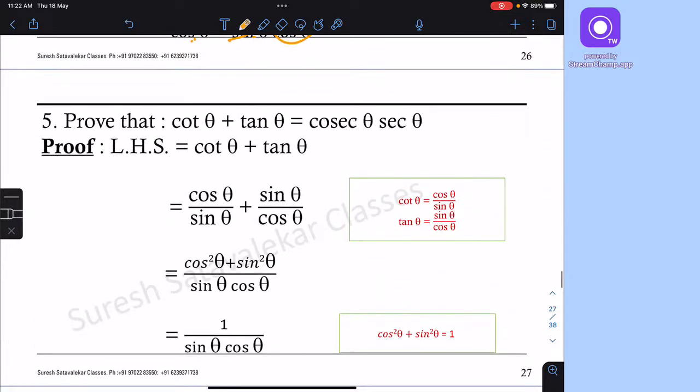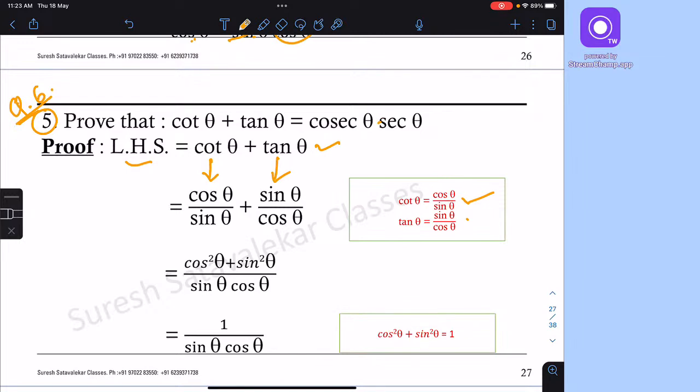Now again, same question, question number 6, and sub question number 5. Prove that cot theta plus tan theta is equal to cosec theta plus cosec theta into sec theta. So here I am starting with the left hand side, cot theta plus tan theta. Now cot theta means cos theta upon sin theta, so I am replacing this as cos theta upon sin theta. And tan theta means sin theta upon cos theta, so I am replacing this tan theta as sin theta upon cos theta.